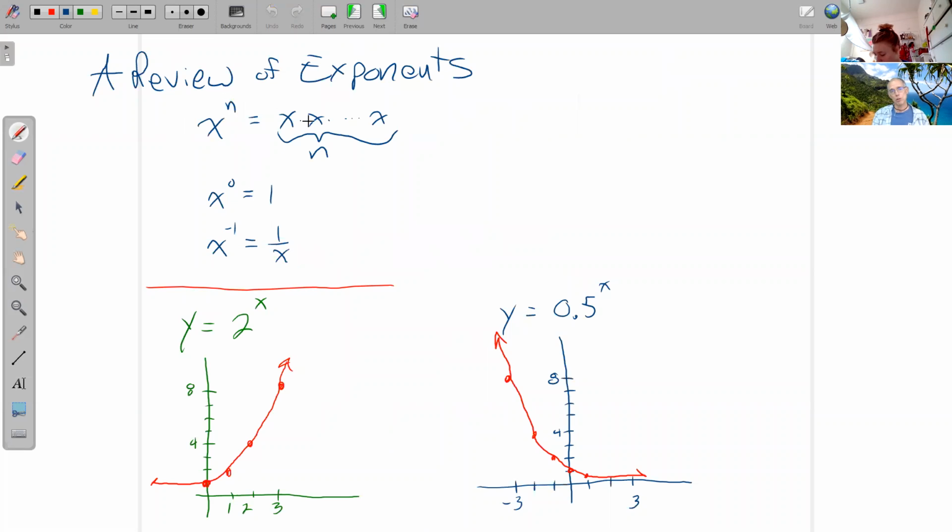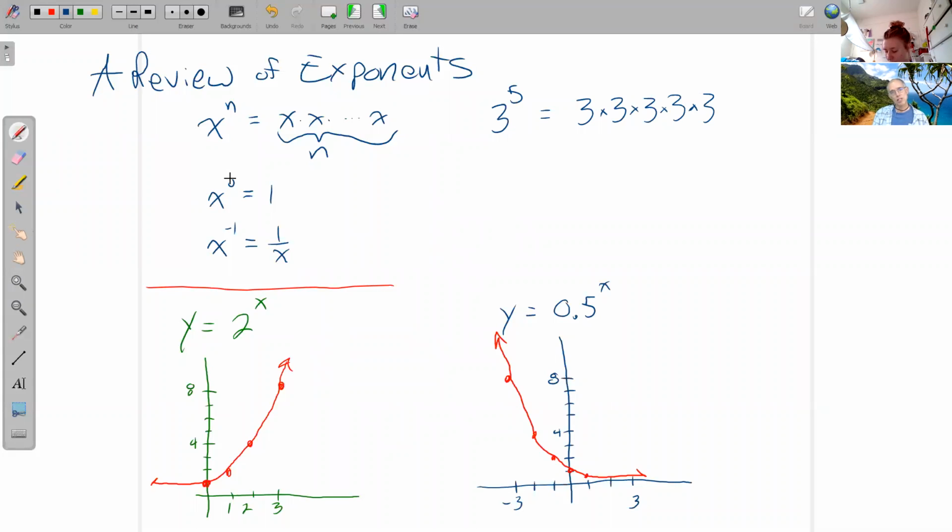Normally, if the power is a whole number, it just means write that base down so many times. For example, 3 to the power 5 means write the 3 down 1, 2, 3, 4, 5 times, and then multiply those together. Okay, and then my calculator could do that.